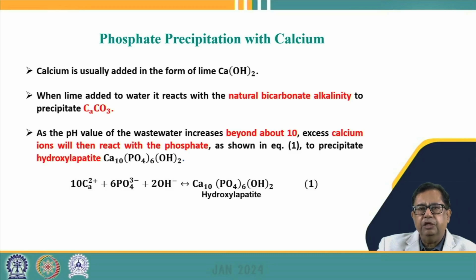When the pH of the wastewater increases beyond 10 as we are adding lime, and when excess calcium is present after encountering the natural bicarbonate alkalinity, then the calcium will react with phosphate and form a precipitate of hydroxyapatite. For example, you can see here that 10 calcium ions plus 6 phosphate ions plus 2 hydroxide ions form together an insoluble compound or precipitate that is known as hydroxyapatite.